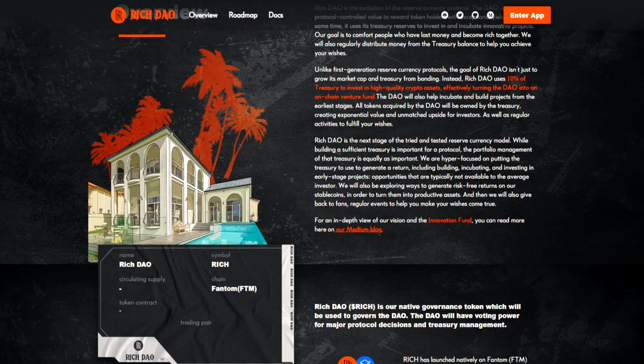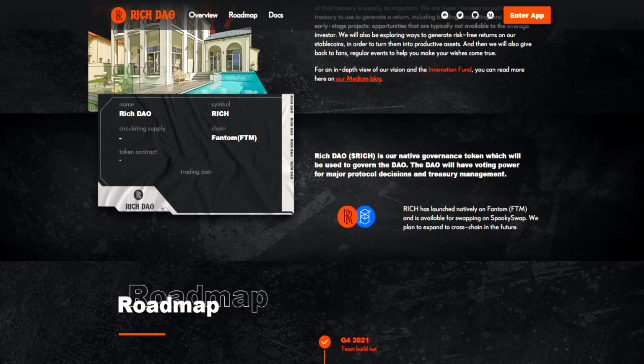They're saying that they will be exploring ways to generate risk-free returns on our stable coins in order to turn them into productive assets, and then we will also give back to fans, with regular events to help you make your wishes come true. Rich, this is their token, is our native governance token, which will be used to govern the DAO. The DAO will have voting power for major protocol decisions and treasury management. Rich has launched natively on Phantom network and is available for swapping on Spooky swap. We plan to expand to cross-chain in the future.